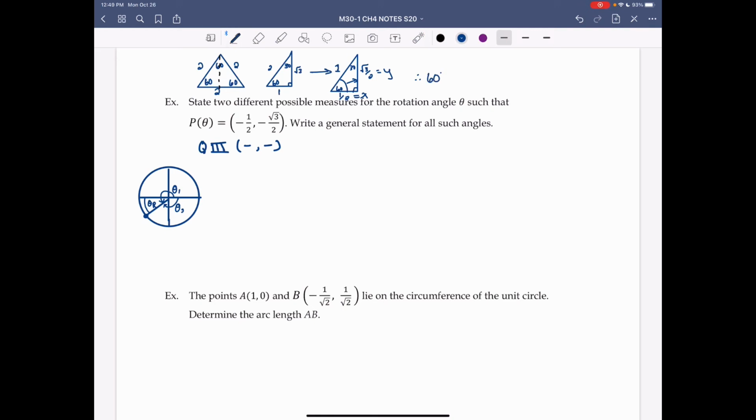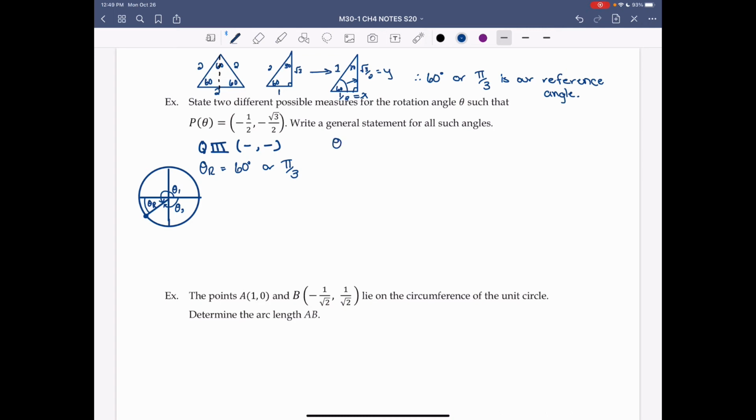Therefore, 60 degrees, or what is 60 degrees in radians? It's pi over 3, our reference angle. Okay, so we know the point is in quadrant 3, and we know that theta r is 60 degrees or pi over 3. Let's calculate theta 1 and theta 2 then.